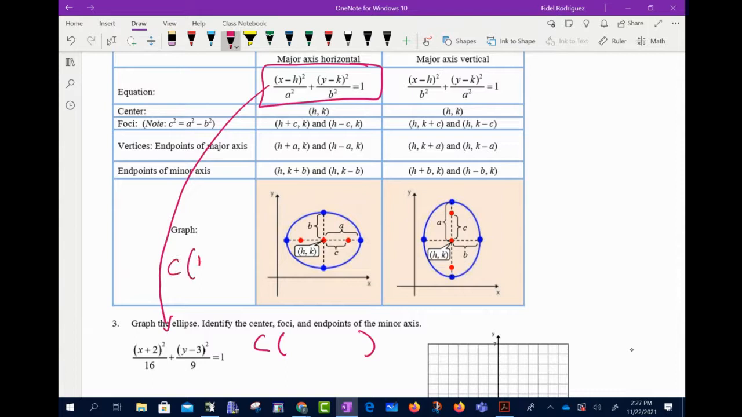So let me put it like this. The center is the point h and k. So what we want to do is look at this piece here, and this piece here, and that piece there, and say, okay, can I see what h and k would actually be equal to?